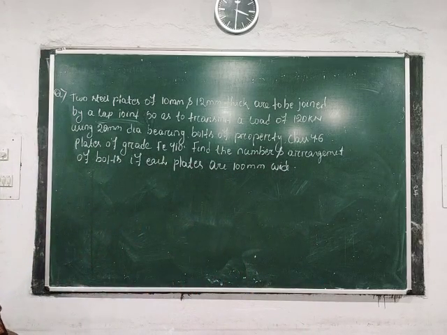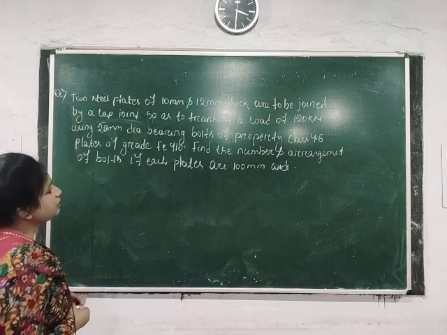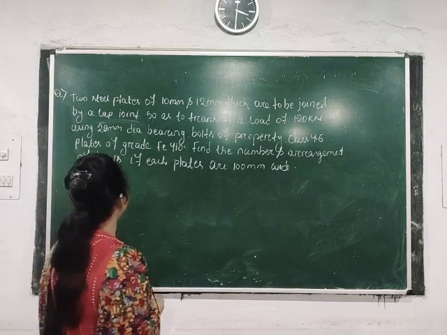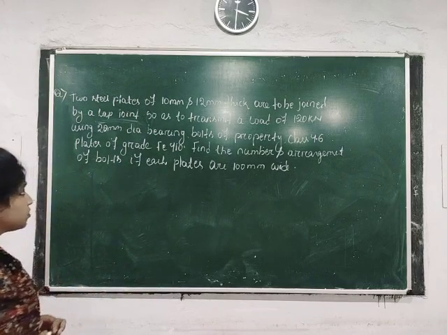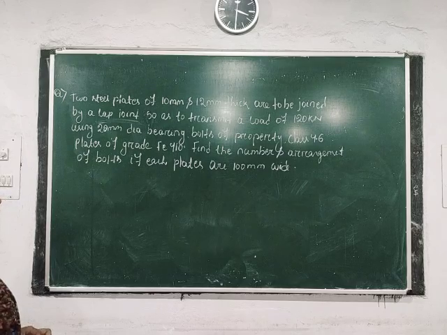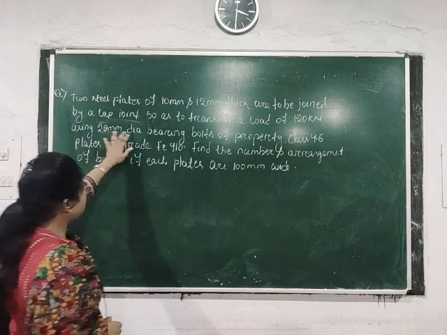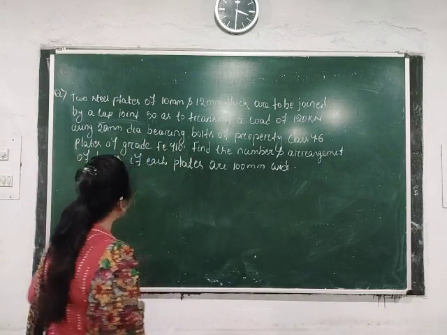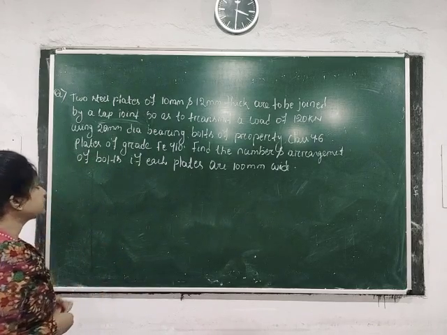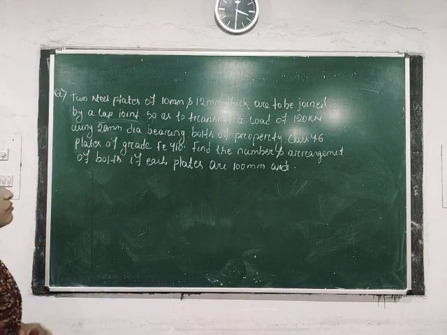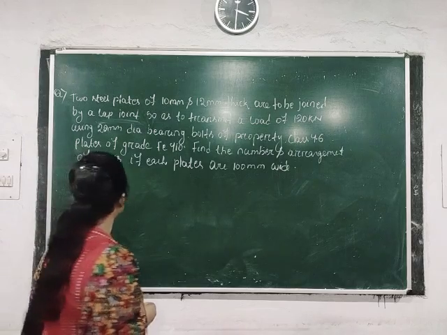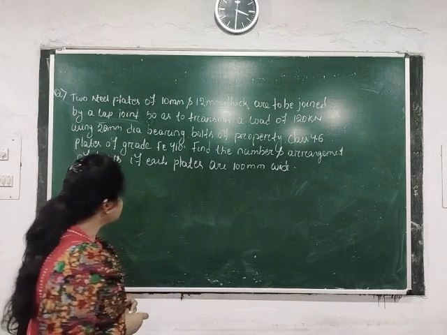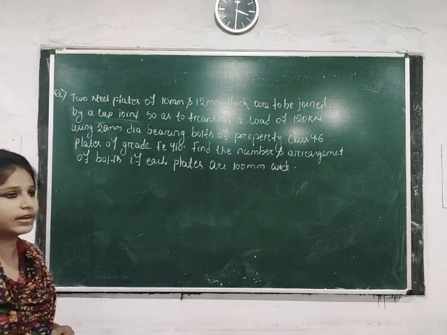The question says two steel plates of 10 mm and 12 mm thick are to be joined by a lap joint so as to transmit a load of 120 kN using 20 mm dia bearing bolts of property class 4.6 and plates of grade Fe410. Then find the numbers and arrangement of bolts if each plate is 100 mm wide.